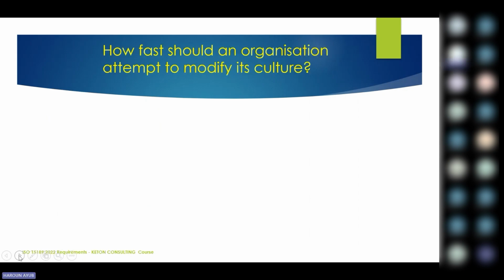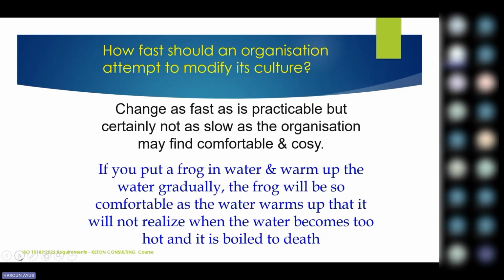So how fast should an organization attempt to modify its culture? Change as fast as practicable, but certainly not as slow as the organization may find comfortable and cozy. So change fast and not too slow to find it comfortable or cozy. If you find that a culture is being changed slowly, it becomes more comfortable and cozy.